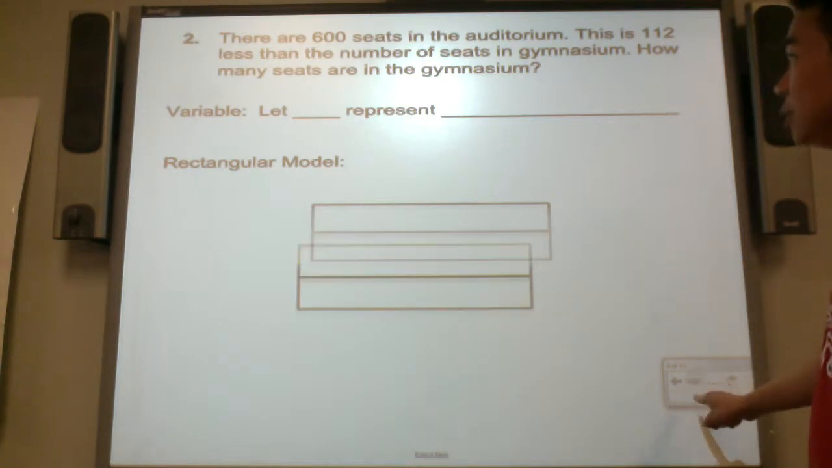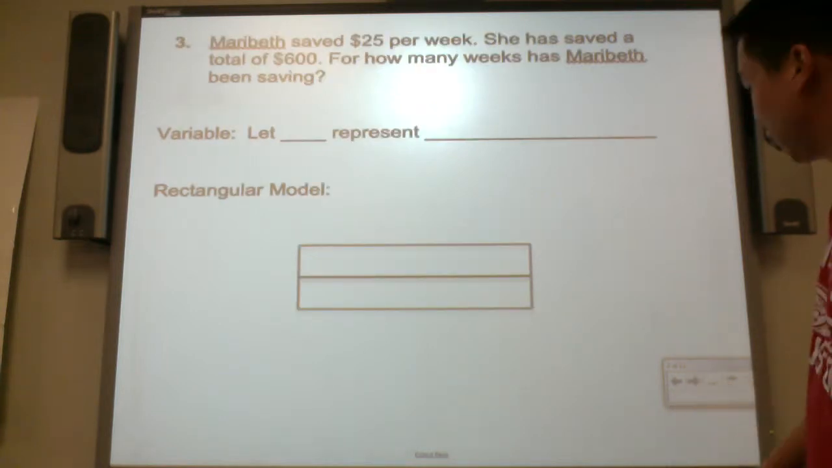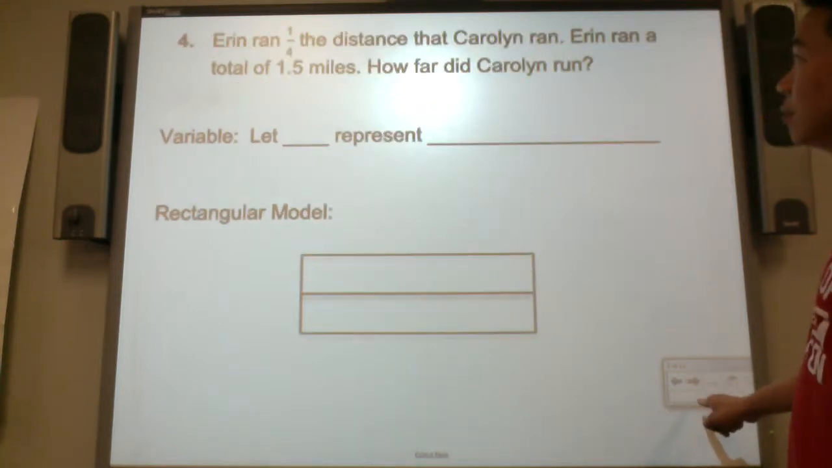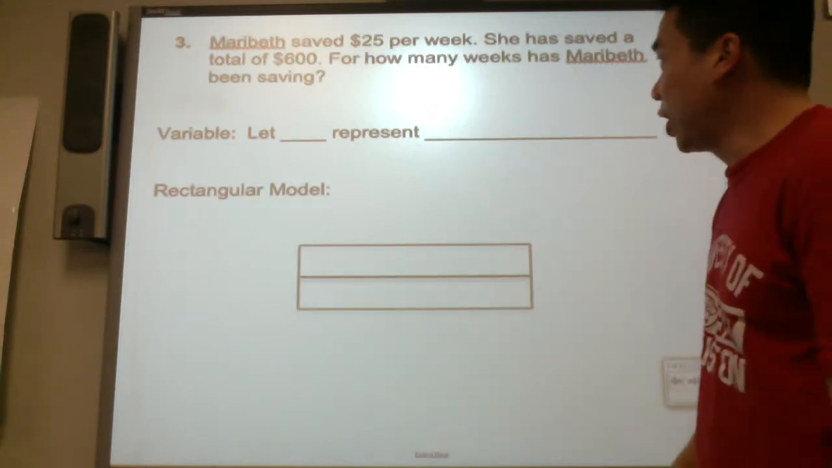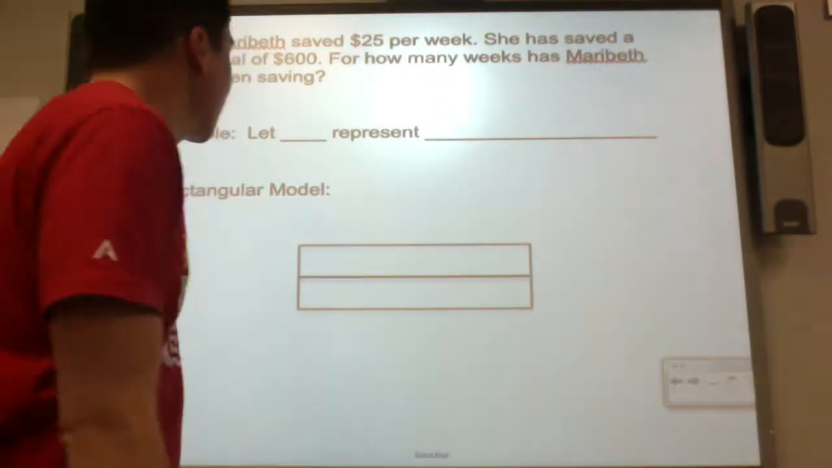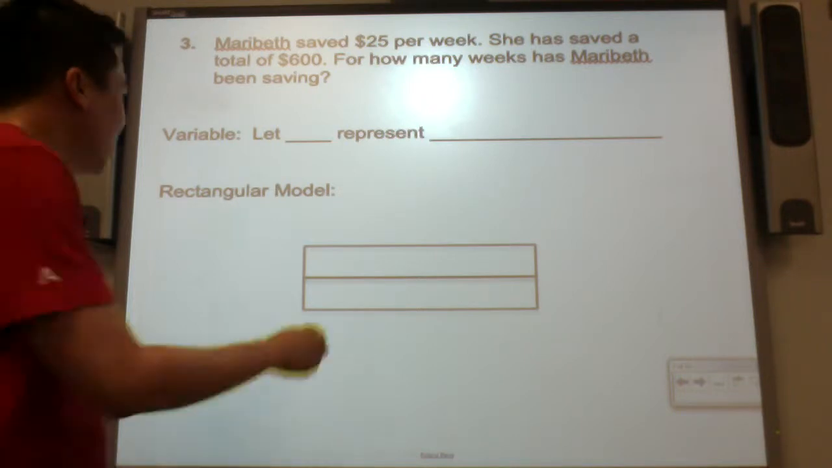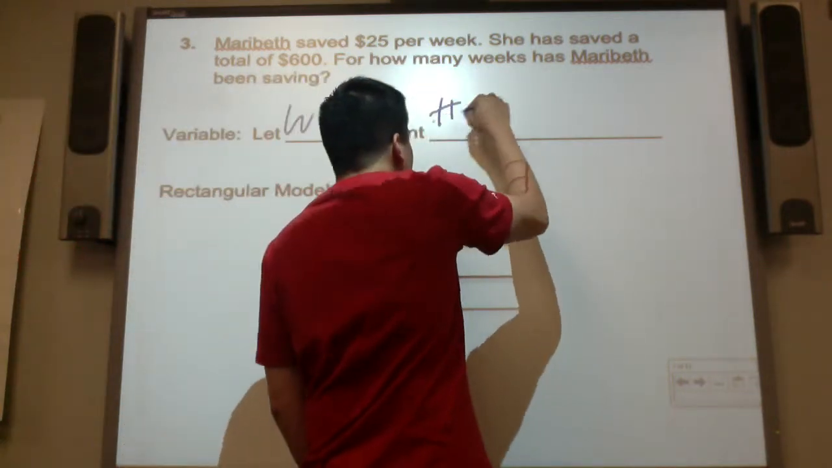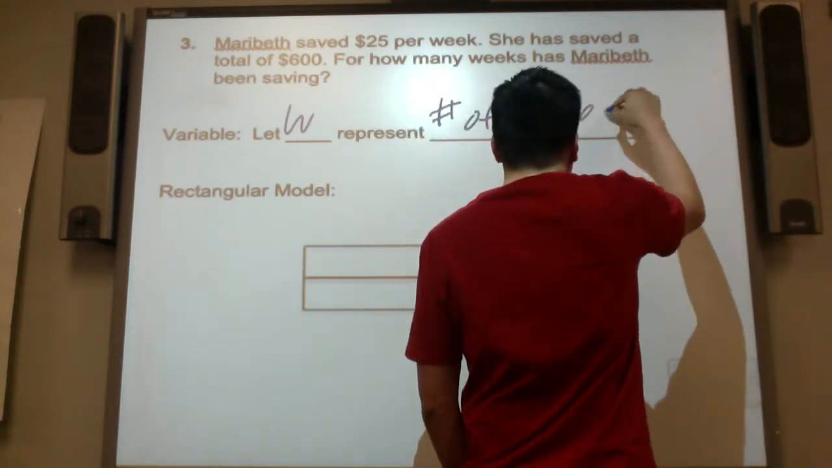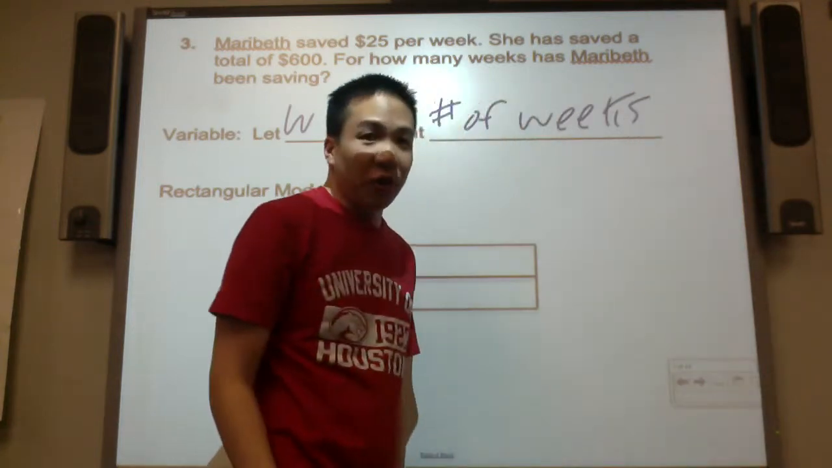So let's go to this one. Just a couple more and we get out. Maribeth saved $25 per week. She has saved a total of $600. For how many weeks has Maribeth been saving? They didn't tell us the number of weeks she's been saving. They did not give us enough information, but we could solve it though.